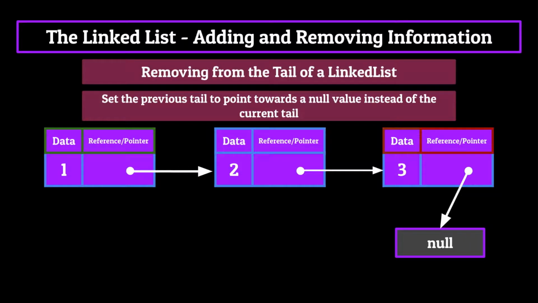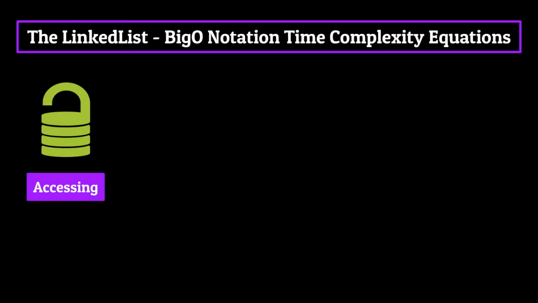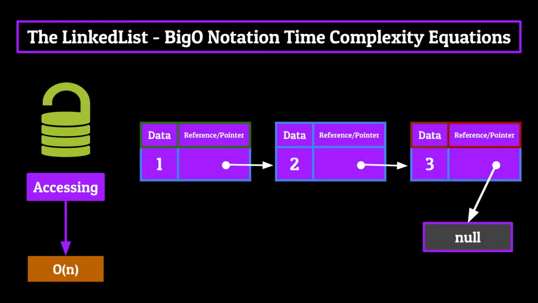Up next is everyone's favorite segment, time complexity equations. Now, accessing an element within a linked list is going to be O of n. Why is this? Well, just because linked lists are linear in structure doesn't mean we can get any element within it instantaneously. Linked lists are sequential access data structures, meaning the data isn't stored contiguously.